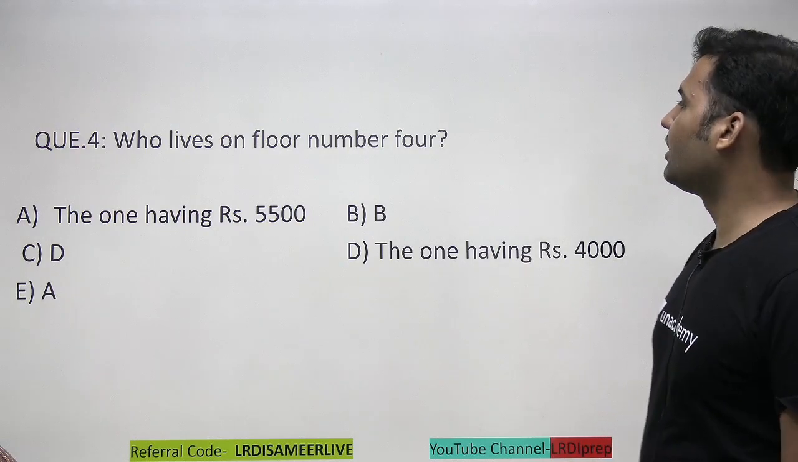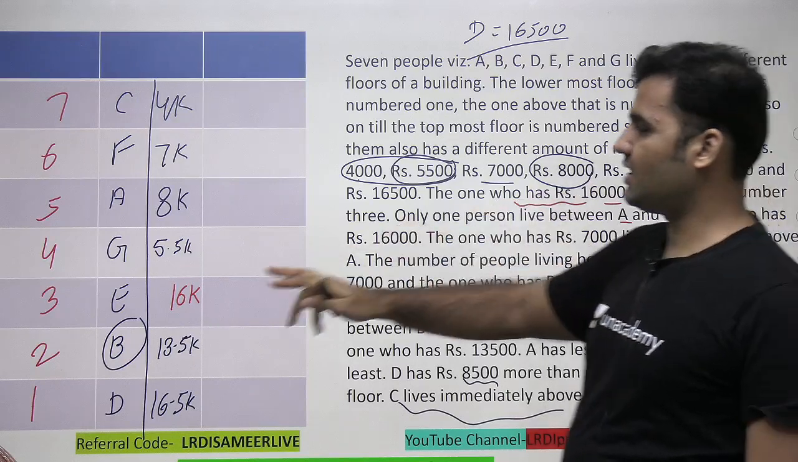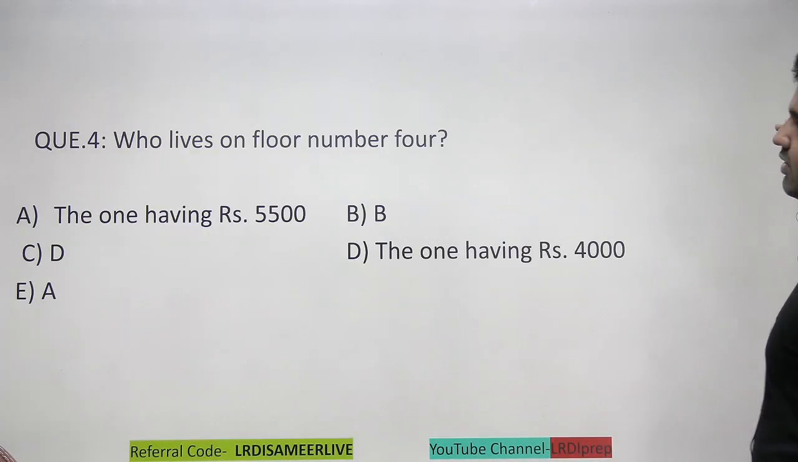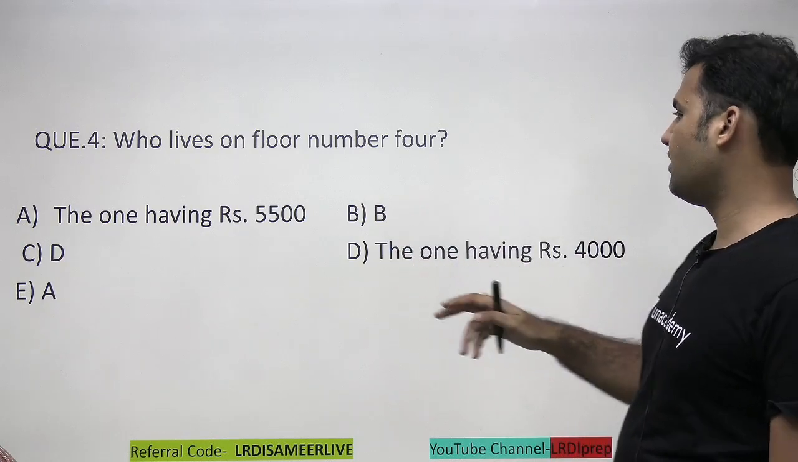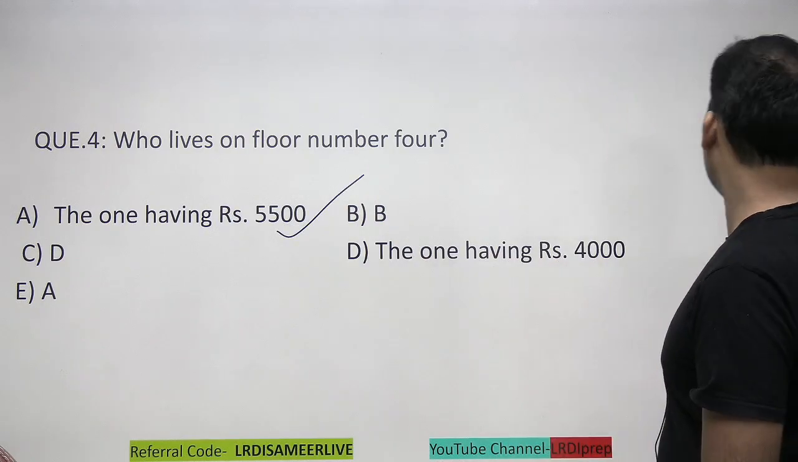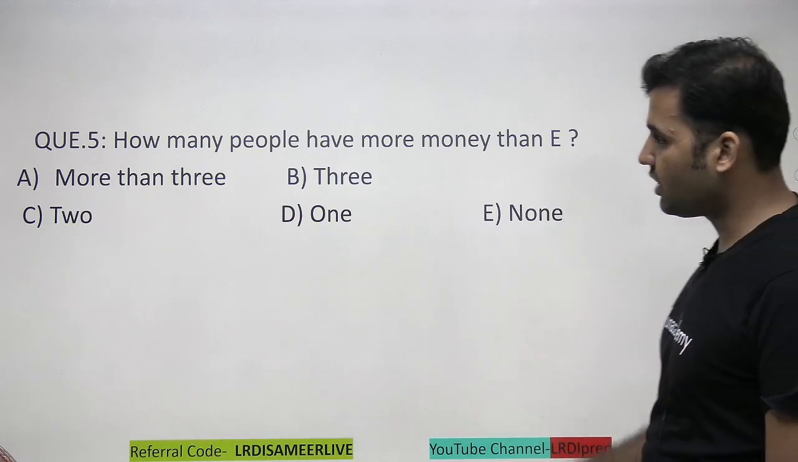Who lives on the floor number 4? Who is living on the floor number 4? You can see that G is living on floor number 4. So guys, you just quickly have a look at the question, right? Floor number 4, G is living and he's earning 5,500. So A is the correct answer to the question. You can solve these questions, guys. These are 6 questions that you have in this particular set, right?